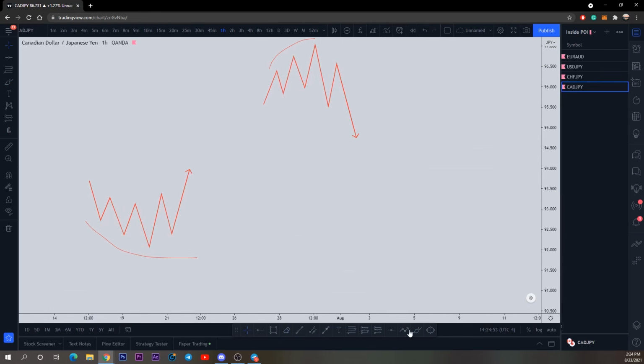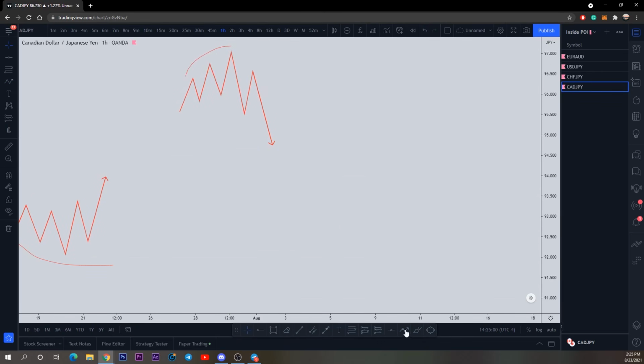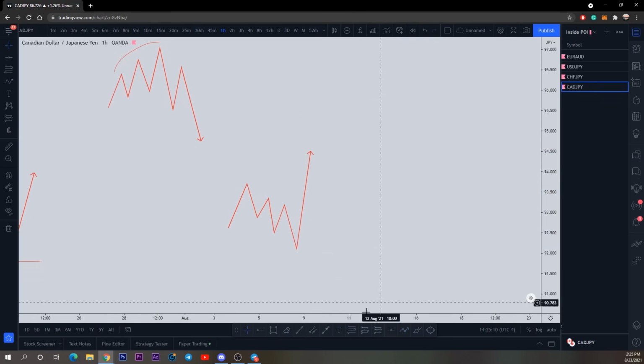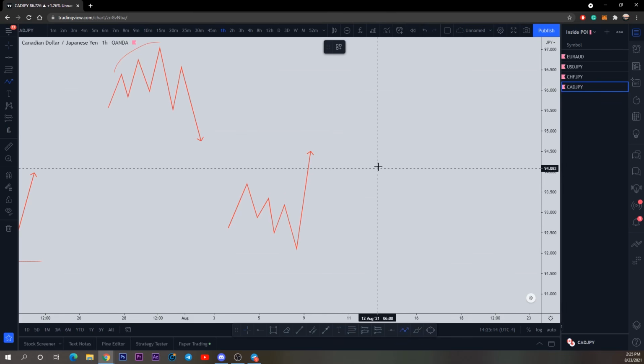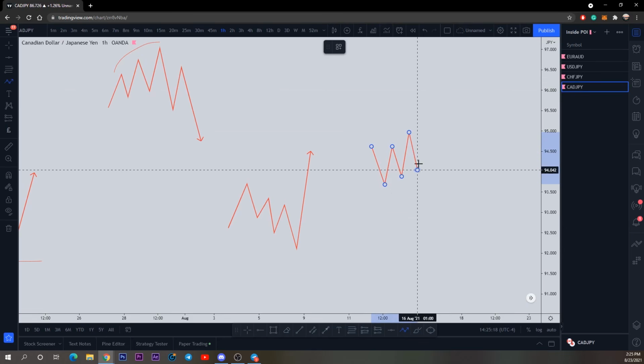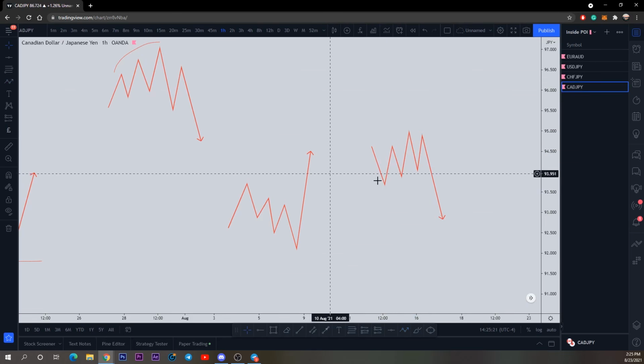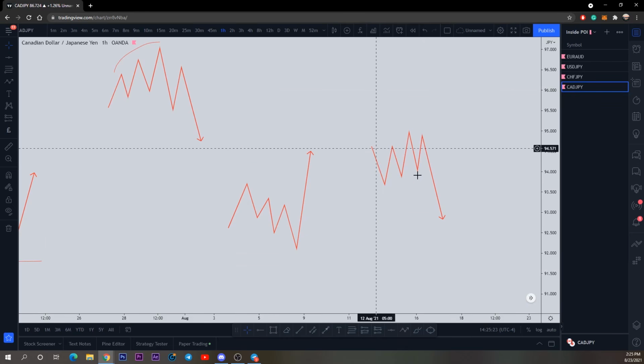Actually, I'm sorry, one more I forgot: reaccumulation and redistribution. Reaccumulation and redistribution is just a continuation of them buying the market. So you have reaccumulation coming out like this, and the market will continue to the upside. And then you have redistribution going the opposite way, and the market continues down. So you have reaccumulation, you have redistribution.